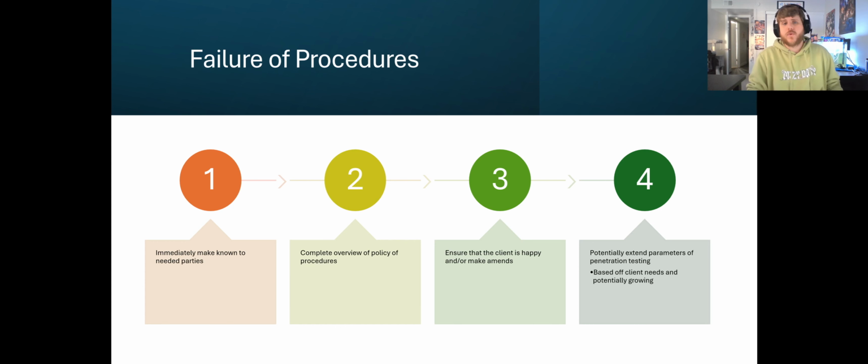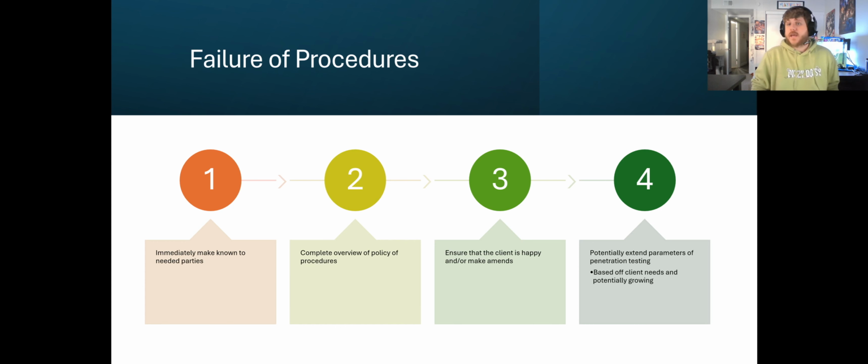So we go through and we do a complete overview. We make sure that we didn't go too far out of line and how we can correct this. We want to make sure the client is happy. We make those amends, whether it's offering a discount or doing a little bit more. But there has to be some kind of way to make those amends.